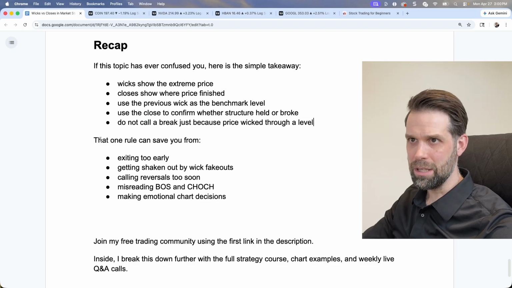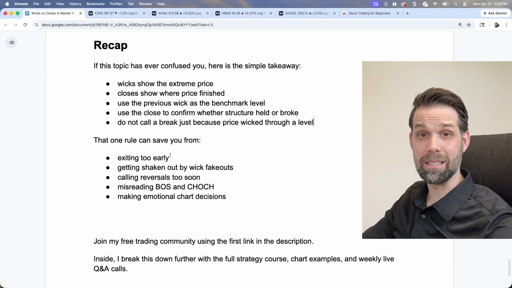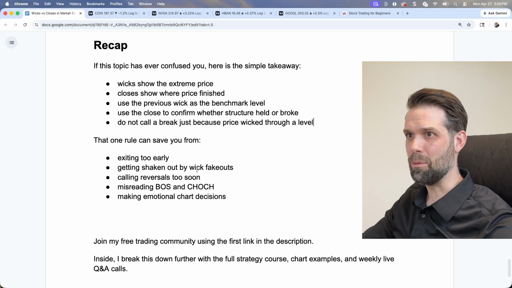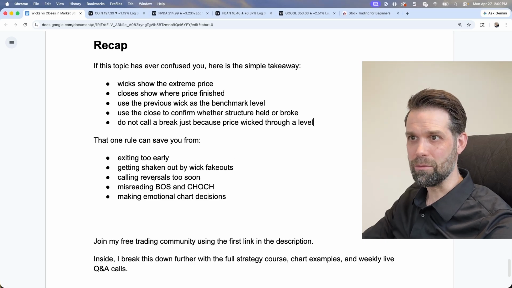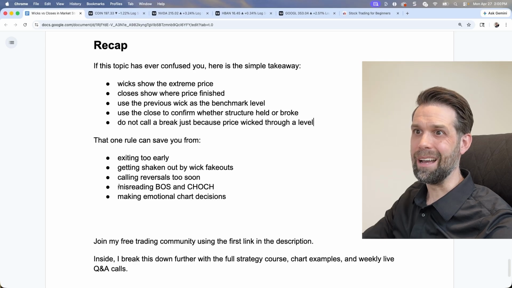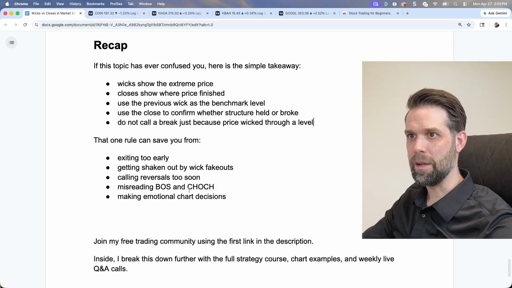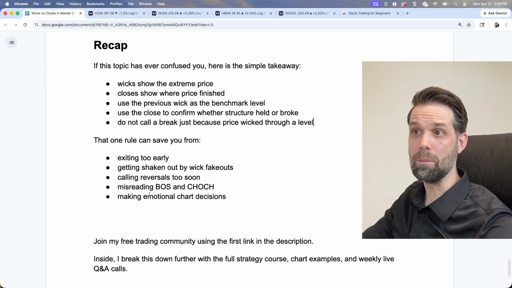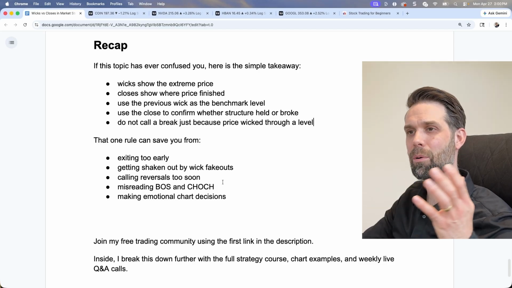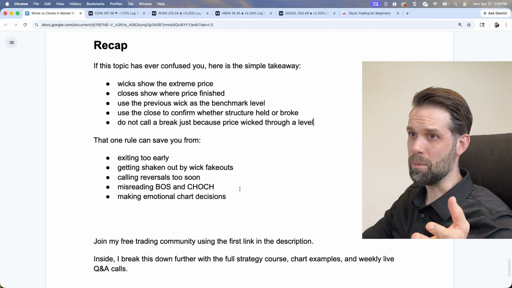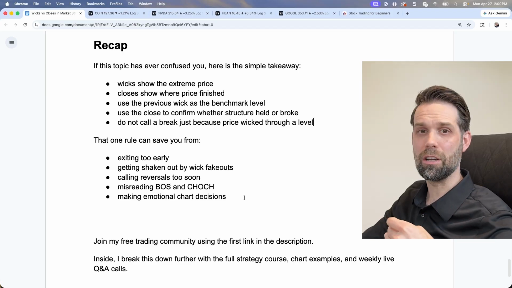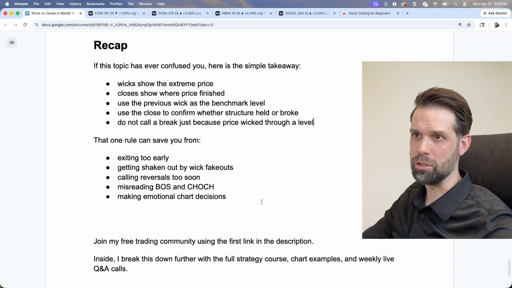Knowing this one rule can really save you from exiting too early, getting shaken out by weak fakeouts or wick fakeouts, calling reversals too soon, misreading a break of structure or a change of character, and making emotional chart decisions. A lot of people may have sold stocks when they looked quite weak, but the market structure was intact. They got emotional and just sold at the worst possible time.